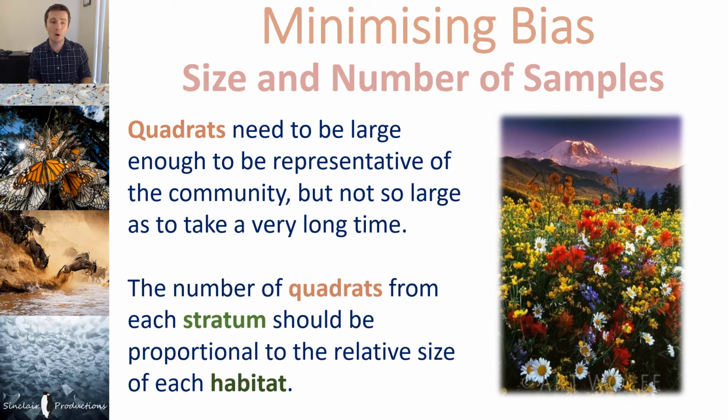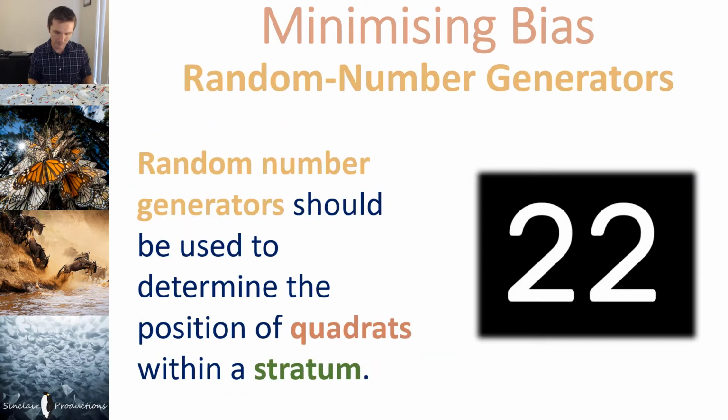So the number of quadrats from each stratum should also be proportional to the relative size of the habitat. And I've mentioned that so many times in stratified sampling, but it is a key idea and something that could easily come up in an exam, okay? So you need to make sure that the number of quadrats you use is representative of the relative size of each habitat you looked at. And that's an important thing, again, when considering the number of quadrats that you're using.